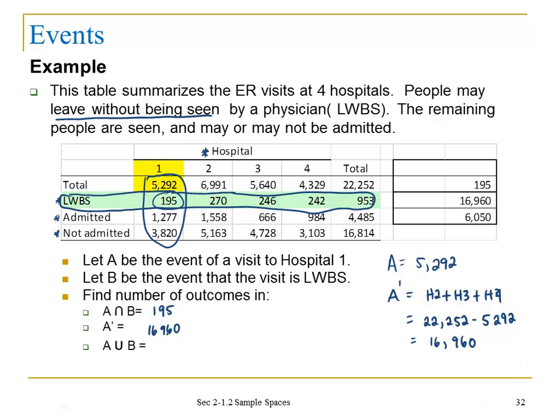Questions? So again, you need to be sure how those events are defined. So A is the event of visiting hospital 1. The total is right here. So the complement for the total visits will be the summation of the other 3 hospitals, or the difference between the total and those that went to hospital 1.